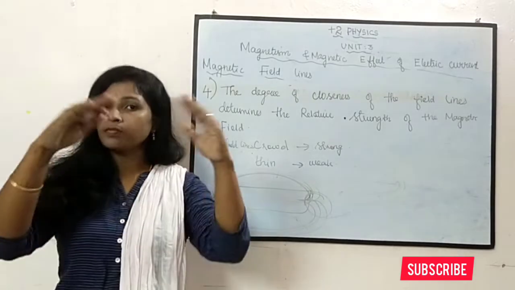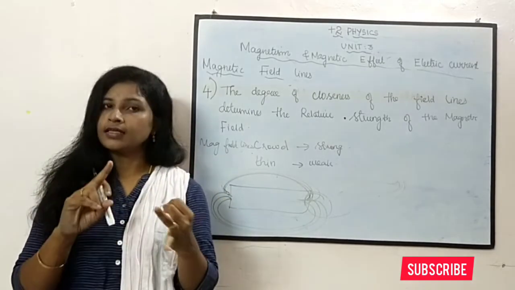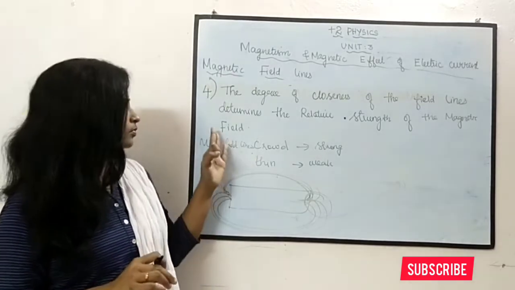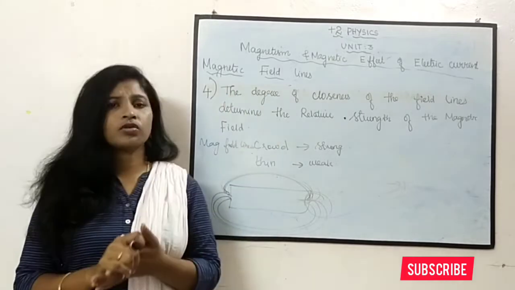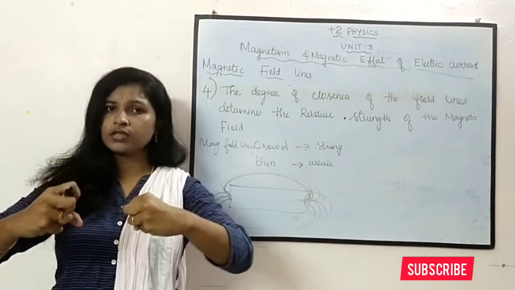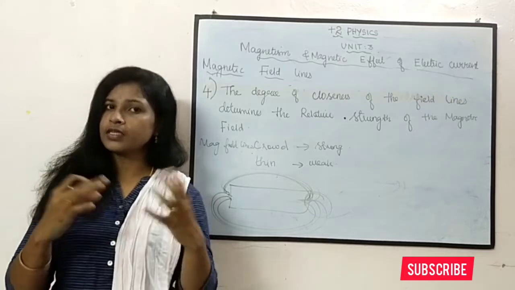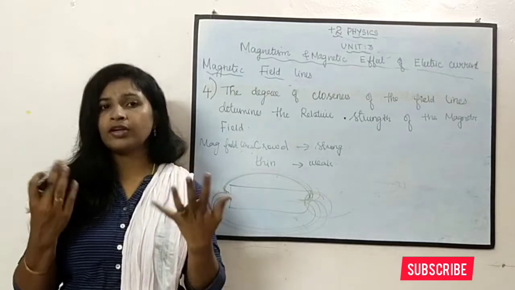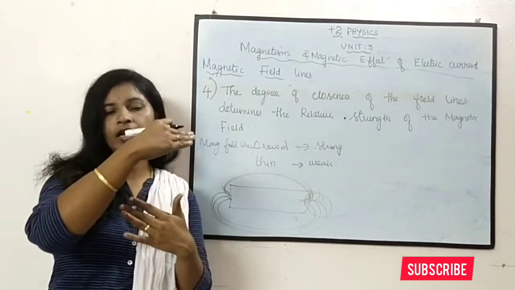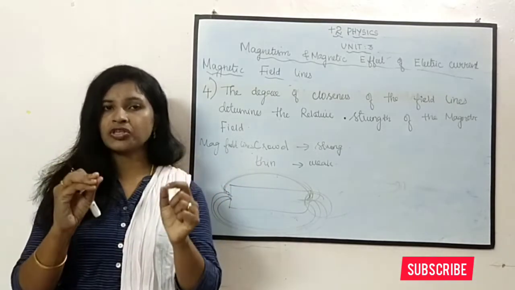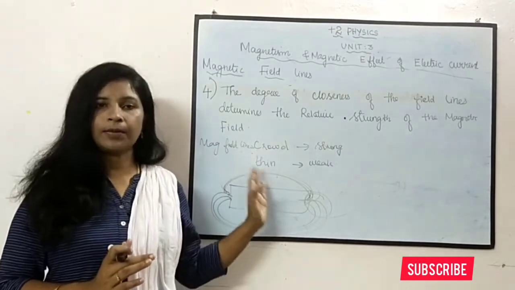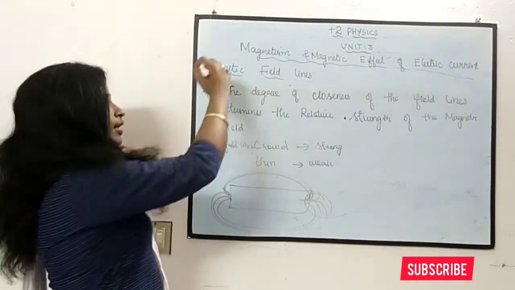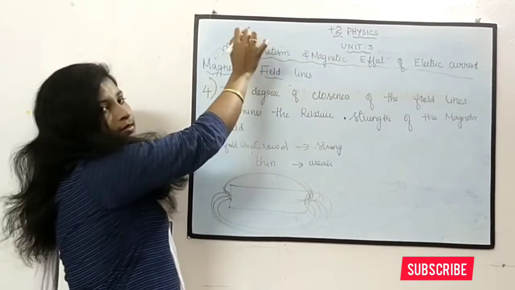Magnetic field lines form a closed curve. That's the first property. Then the second property is magnetic field lines never intersect. Then the degree of closeness: if the field lines are closely packed, we can say it is strong. If it is not closely packed, we can say it is having a weak magnetic field. If we want to find out the direction of the magnetic field, simply you can draw a tangent. From that you can find out the direction of the magnetic field at any point. So these are the very important properties of magnetic field lines, and this question may be asked for a 3-mark question. Okay. Thank you for watching.